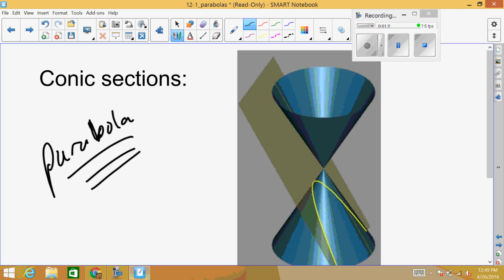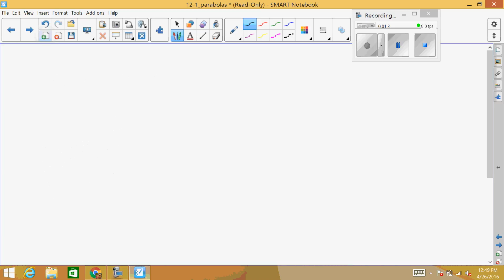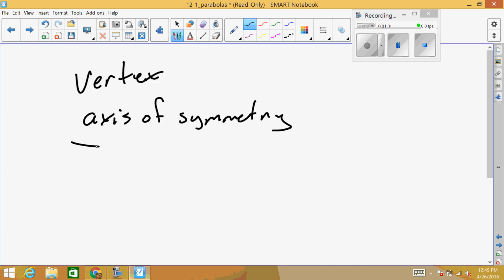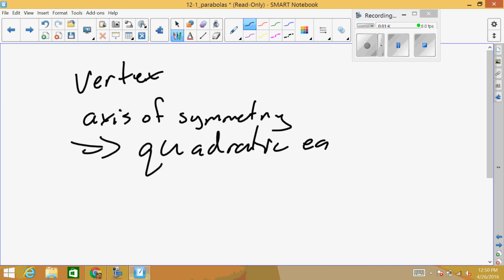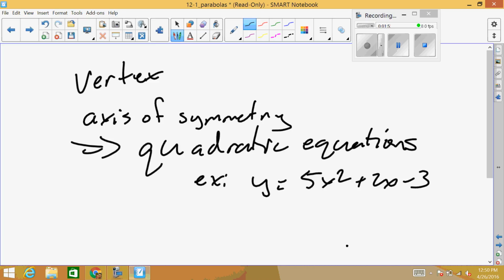Now, I know a fair amount about parabolas. Some things that we know about parabolas is, well, we know that they have a vertex. We'll talk a little bit more about that. They have an axis of symmetry. They come from quadratic equations, meaning that we've got an x squared variable in that, and y is not squared. So maybe something like y equals 5x squared plus 2x minus 3. That would be a standard form. Talking about review here, standard form for quadratic.